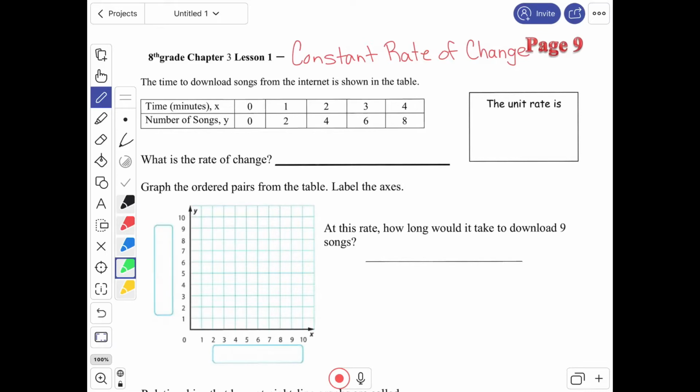What is the rate of change? Well, to find the rate of change, just like we did, 2 songs, I'm just picking one, 2 songs per 1 minute. Remember, unit rate is for 1, and that was where the 1 was. You can also write it like a fraction, 2 songs per 1 minute.